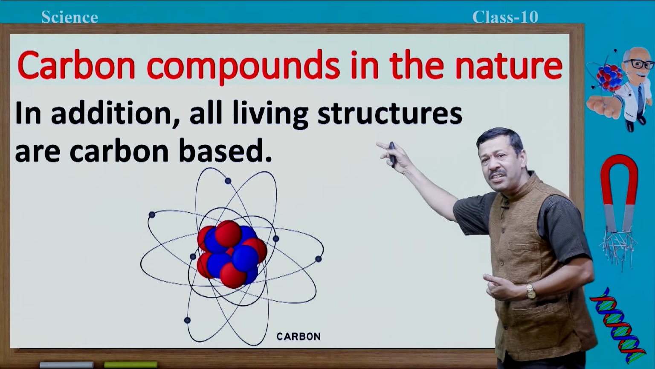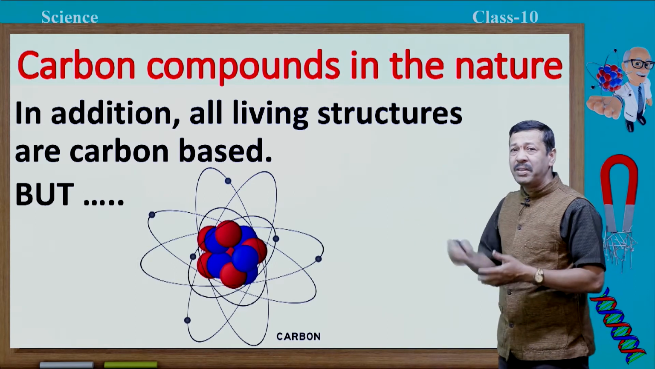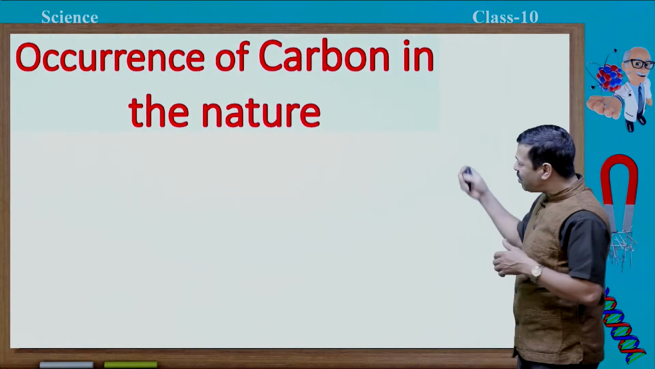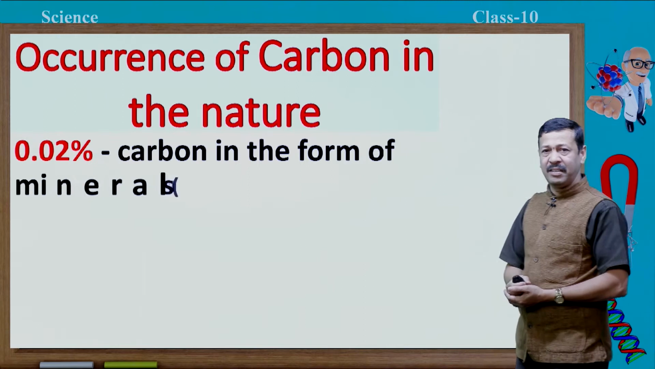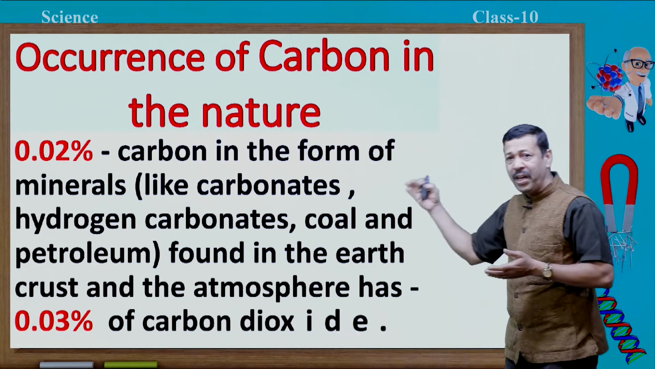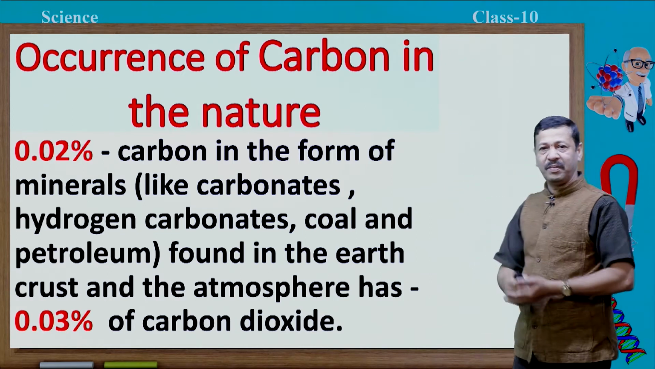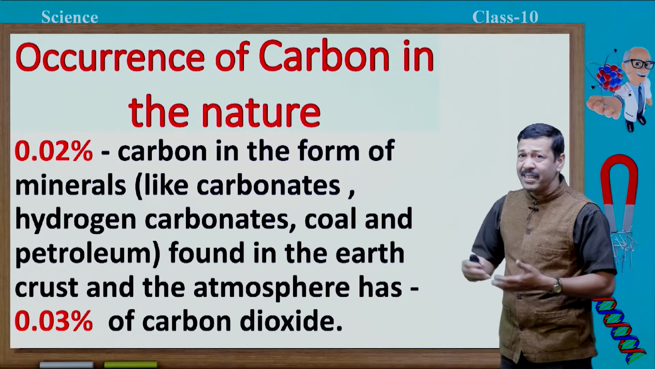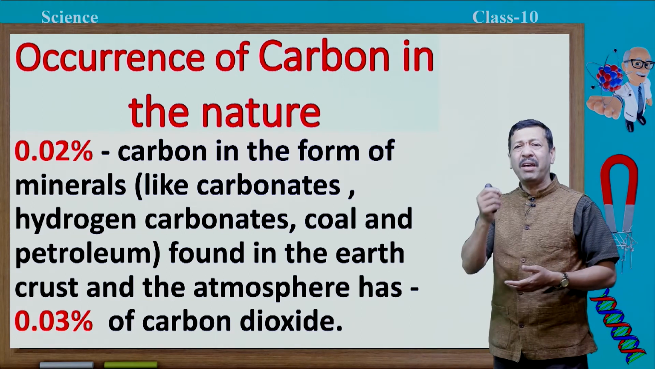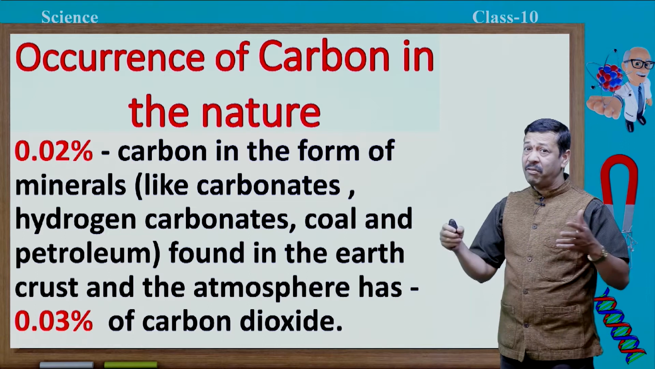All living structures are carbon based, but carbon is present in nature in very small quantity, just 0.02% in the earth crust, in the form of carbonates, hydrogen carbonates, then fossil fuels like coal and petroleum. It is also present in the atmosphere, as you know, 0.03%. A very meager amount of carbon is present in the earth, but it is very important.